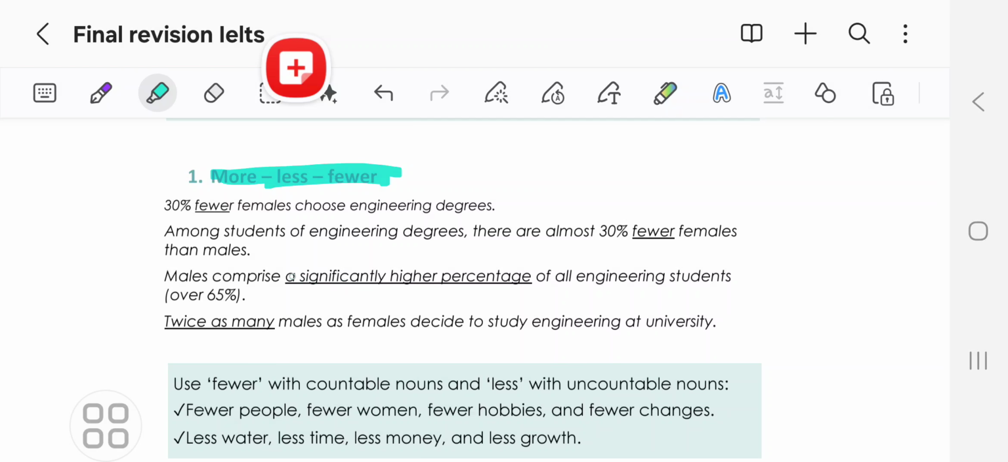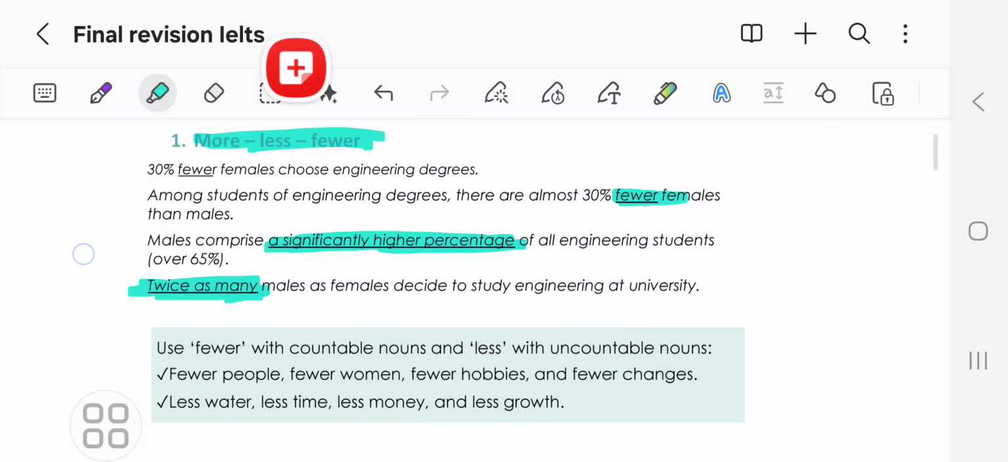Okay, so males comprise a significantly higher percentage, and among students of engineering degree there are almost 30% fewer females, or males are twice as many as females described in engineering at the university. So you can either use a significantly higher percentage of all engineering students, and then you can also use twice as many males as females decide to study engineering. So that is how you can use different forms of more or less.